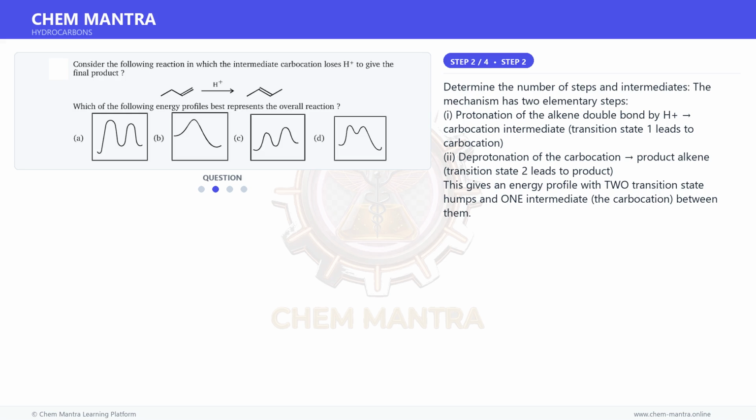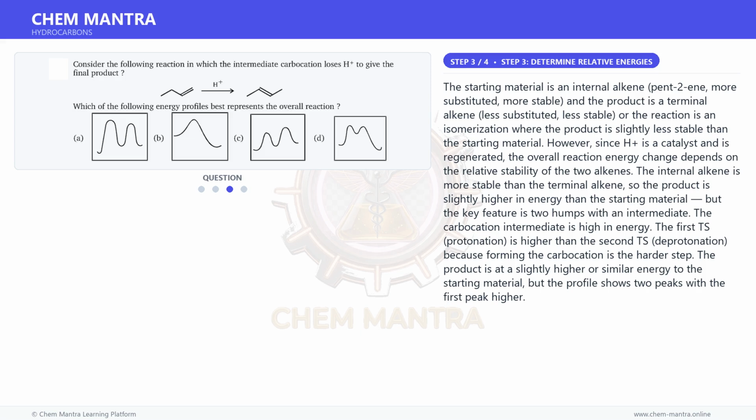Determine the number of steps and intermediates. The mechanism has two elementary steps. 1. Protonation of the alkene double bond by H+ gives a carbocation intermediate; transition state 1 leads to the carbocation. 2. Deprotonation of the carbocation gives the product alkene; transition state 2 leads to product. This gives an energy profile with 2 transition state humps and 1 intermediate, the carbocation, between them. Moving on to the next step.